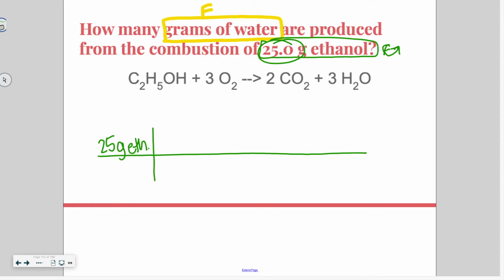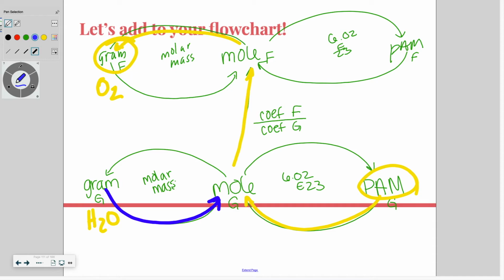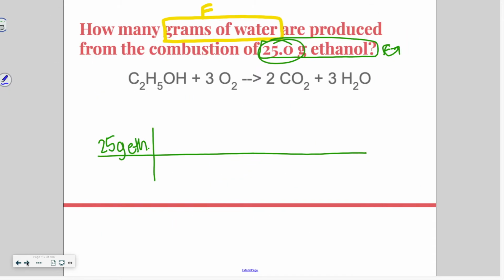And like Jack said, anything I'm given, I've got to get to what first? Moles. Well, how do I get from grams to moles? I'll use a different color here since I can't erase. Here's my blue. I need to get grams to moles. That's your first step. Divide by the molar mass. Yes, that's why we call it the mole train, because it's each step along the way.